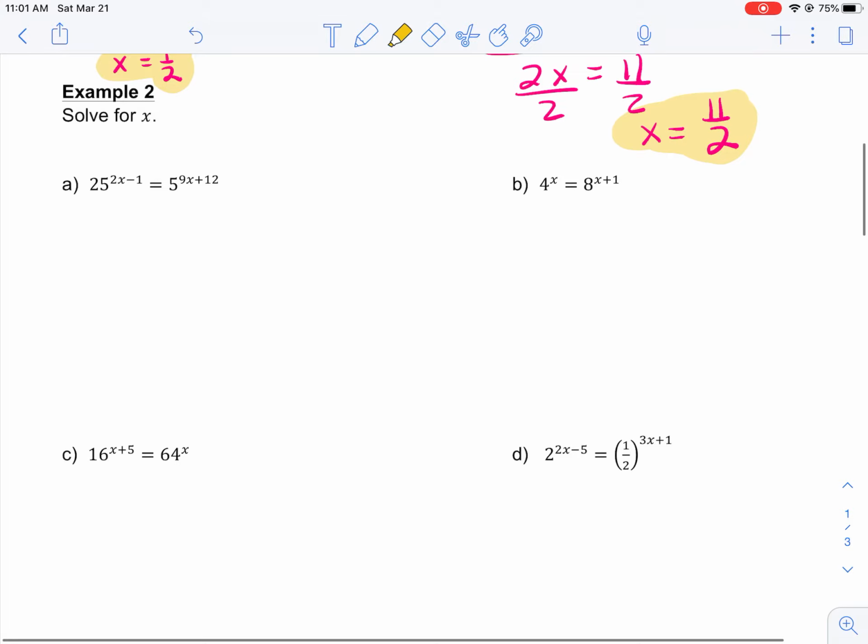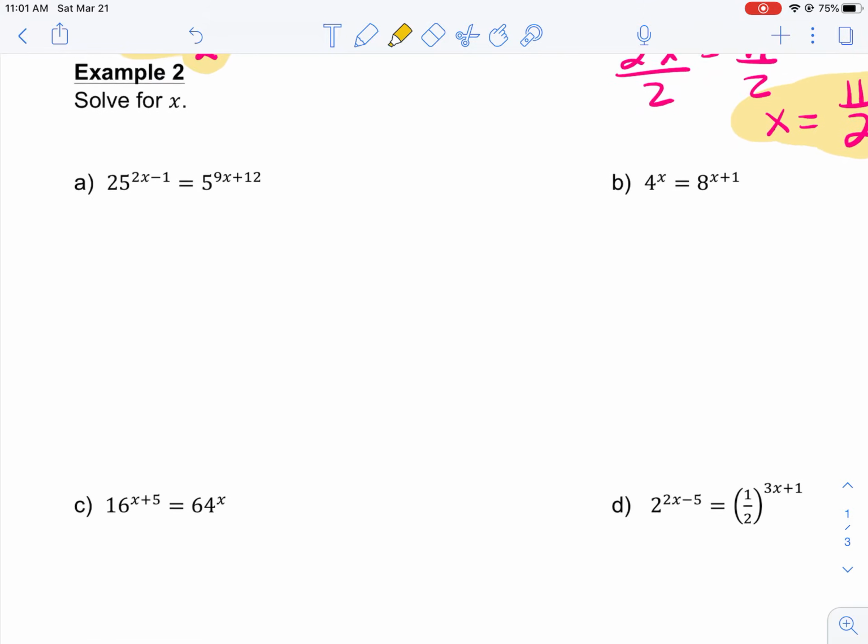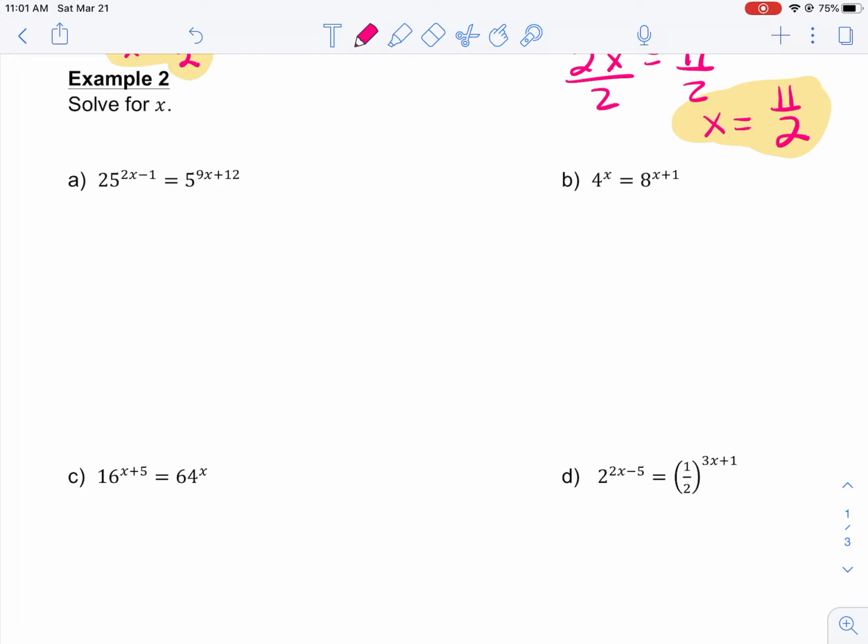A couple more problems here. If you want to try some of these on your own, go ahead, but I'm assuming maybe you want to practice a few more of these with me.